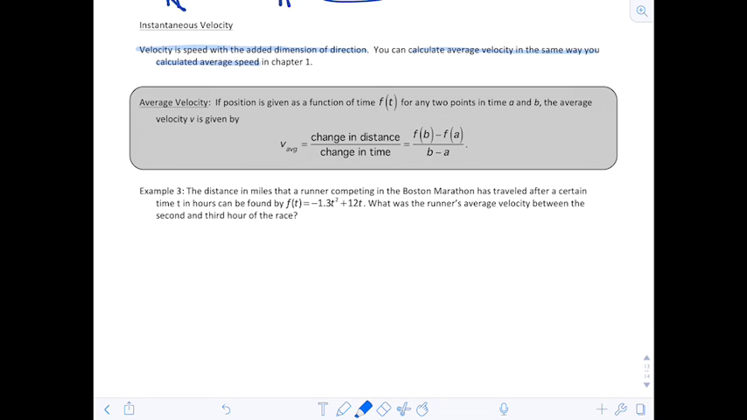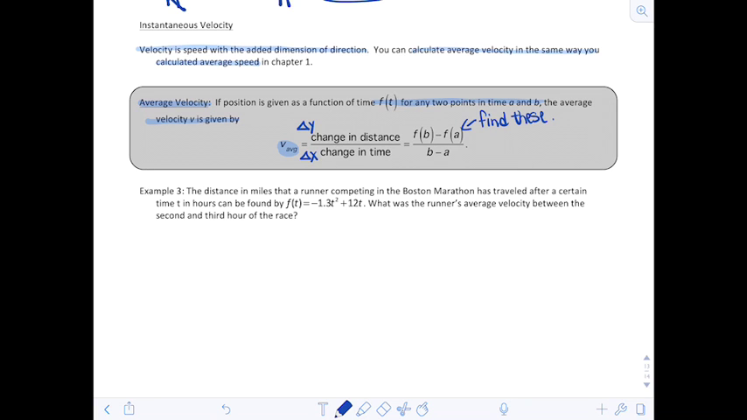You would take two different points in time, you would find their values, and then you would take the average of that. So average velocity states this: if you have a position given as a function of time for any 2 points A and B, here's how you find average velocity. Here's the notation, V with a little sub AVG. It's going to be your change in distance over change in time. And you can totally think of this as the change in your Y over the change in your X, but you will have to find these.